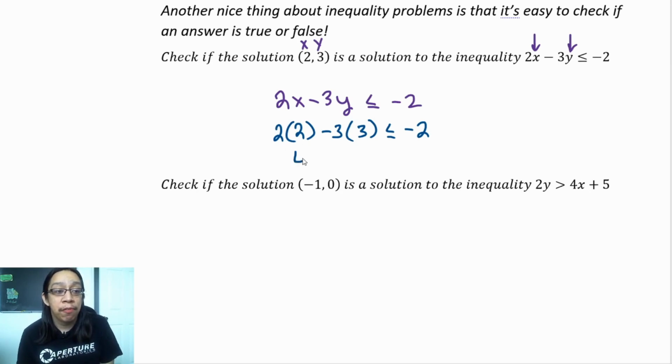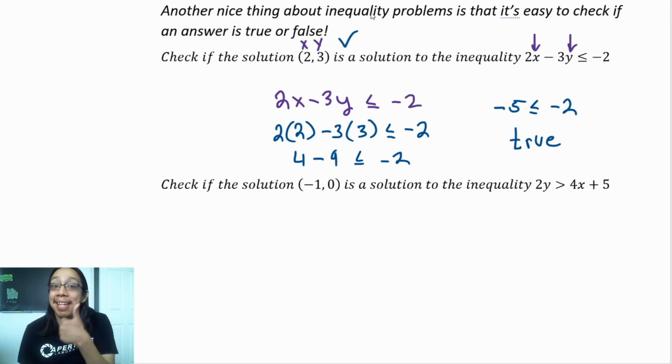So here 2 times 2 is 4. Negative 3 times 3 is negative 9. And we're going to keep simplifying here. 4 minus 9 is negative 5. So negative 5 is less than or equal to negative 2. Now, is this true? Is it true that negative 5 is always going to be less than negative 2? Absolutely. The bigger that negative is, the smaller that number is. So this is going to be true. So therefore, this point is a solution to the inequality given to us. Look how simple that is. All you have to do is just plug in the numbers in the right spots, simplify, and then check to see whether your final answer is true or false.